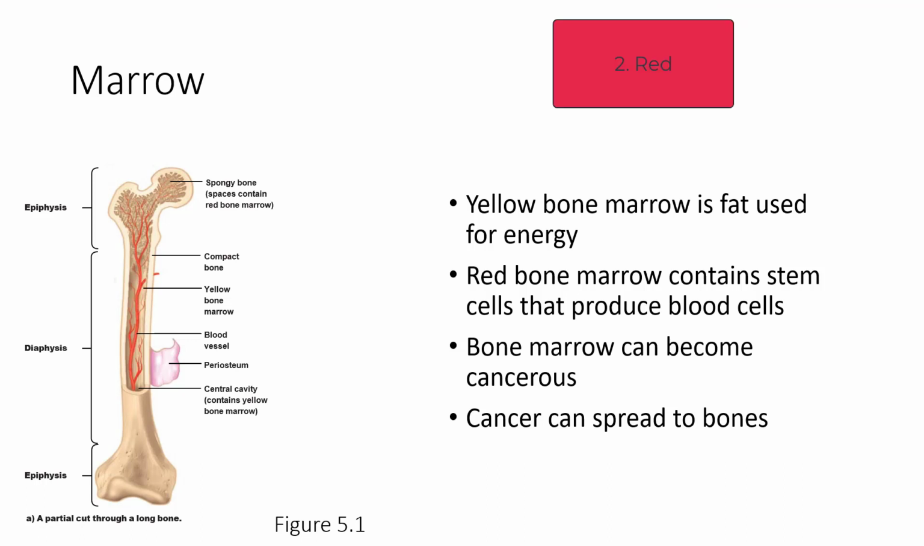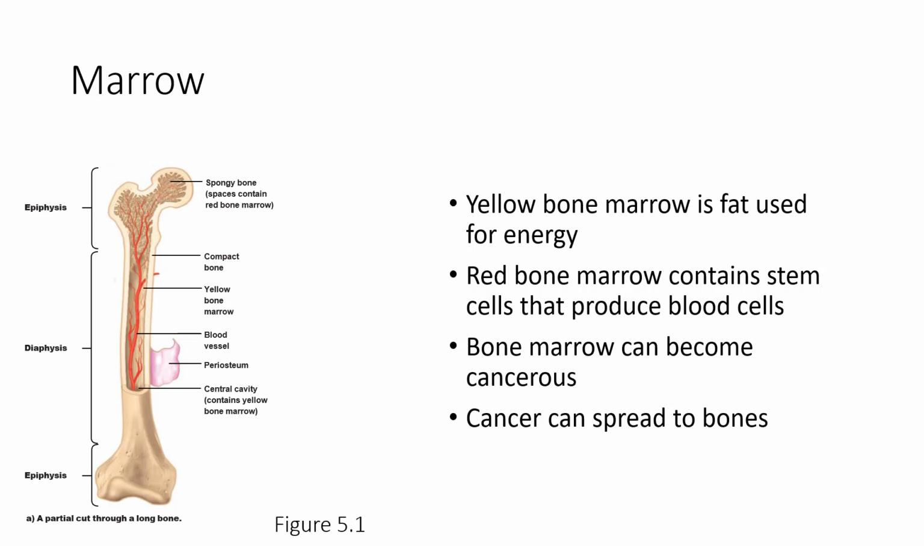Red bone marrow contains stem cells that will produce blood cells. If you have ever heard of someone who has leukemia, you know they need a bone marrow transplant. That is red bone marrow. Leukemia is also a cancer that is growing in these. And what that means is that bone cells can become cancerous and bone marrow can become cancerous. And since there is a blood supply to the bones, cancers elsewhere can become malignant and can actually spread into the bones, into the marrow.